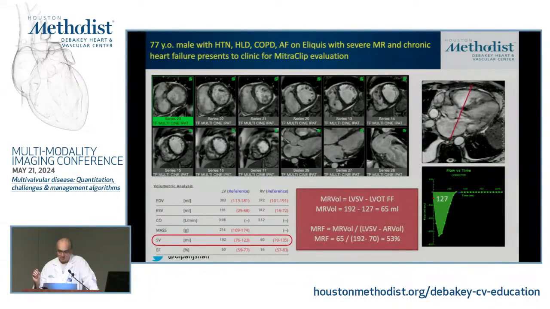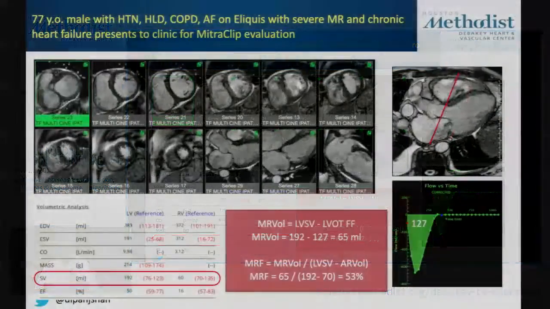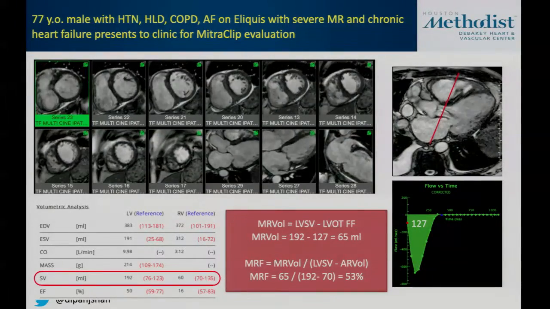aortic regurgitation. So in this case, I had a planimetered LV stroke volume of 192. 127 was going forward across the aortic valve. Therefore, I can then determine that the mitral regurgitation is 65 cc's.